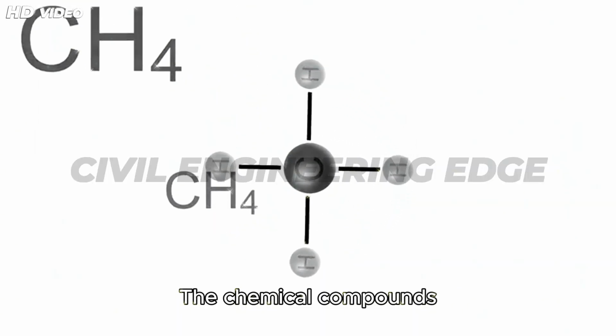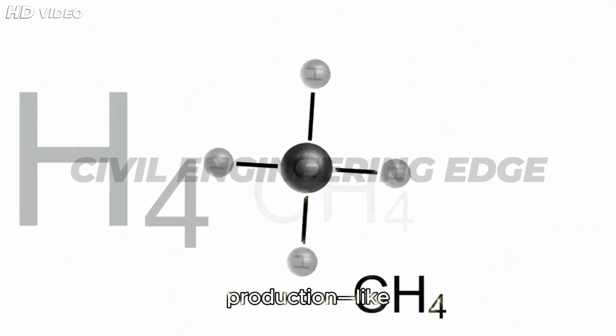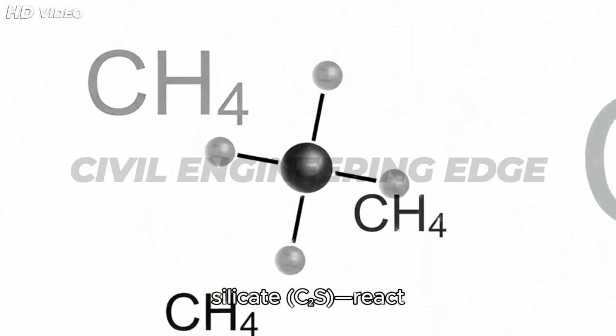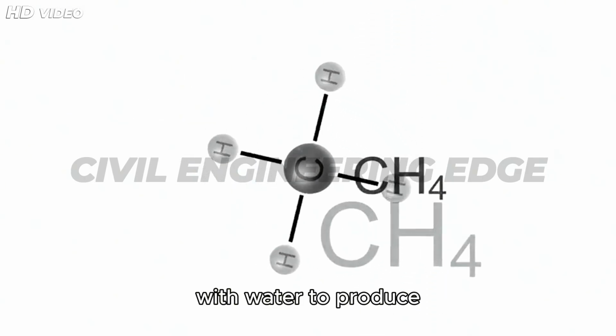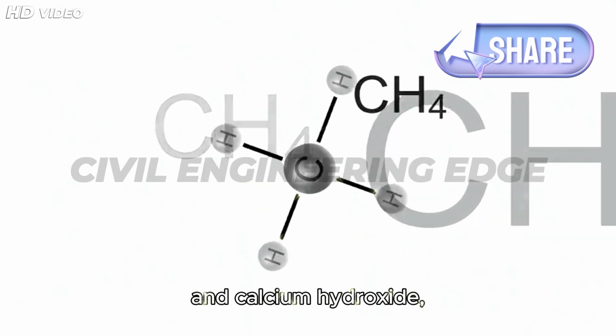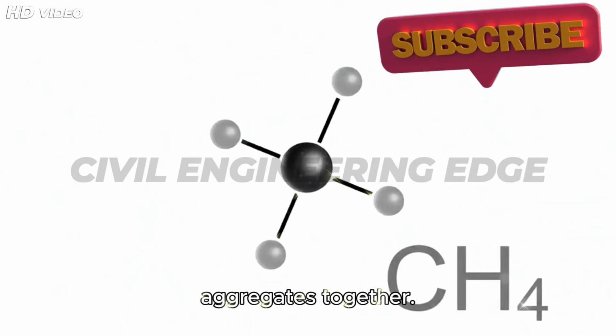The chemical compounds formed during clinker production, like tricalcium silicate (C3S) and dicalcium silicate (C2S), react with water to produce calcium silicate hydrate (CSH) gel and calcium hydroxide, which bind the aggregates together.